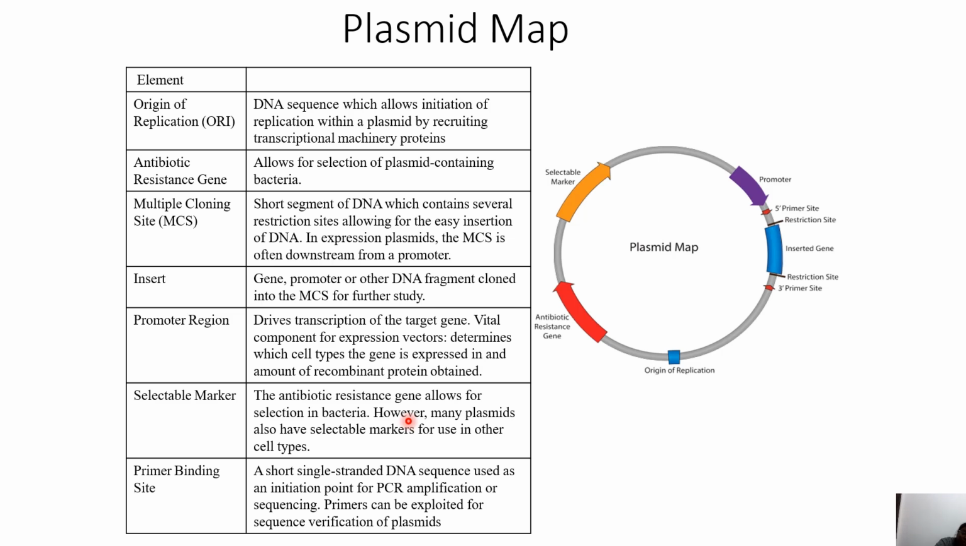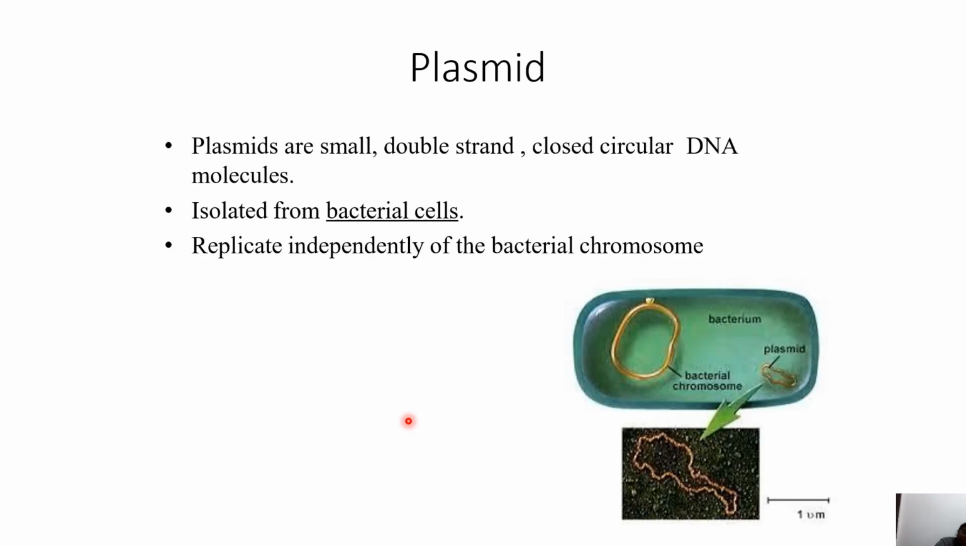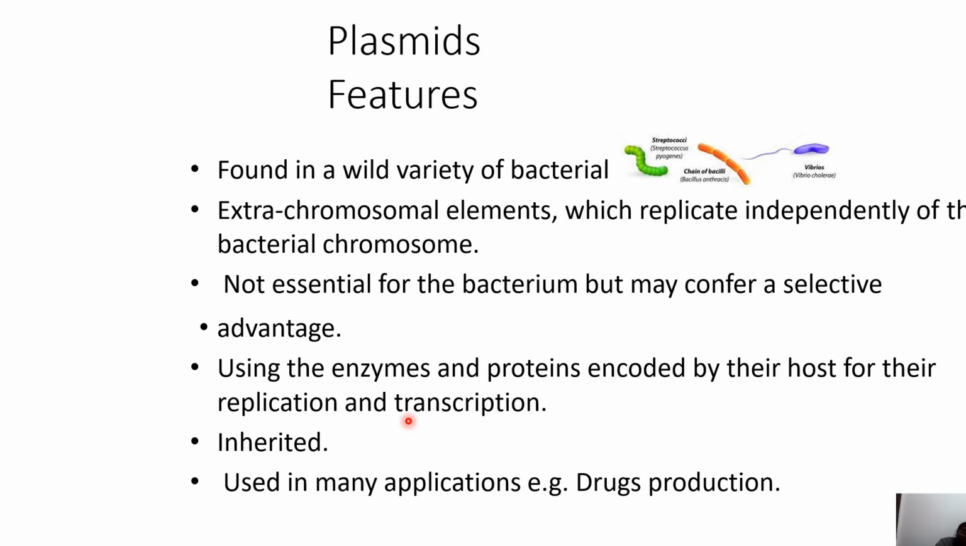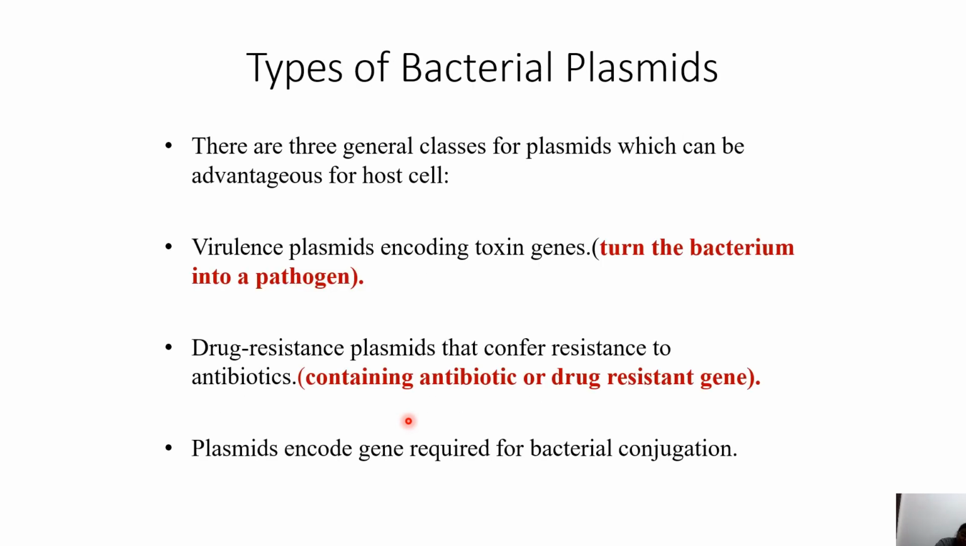You know what a plasmid is? So basically plasmids are small double-stranded extrachromosomal DNA molecules, right? They can be isolated from bacterial cells. They replicate independently of the bacterial chromosome. They can be found in a wide variety of bacteria. They are extrachromosomal elements which replicate independently of the bacterial chromosome, and they are not essential for the bacteria but may confer a selective advantage. They use the enzymes and proteins encoded by their host for their replication and transcription. They can be inherited and they can be used in many applications.